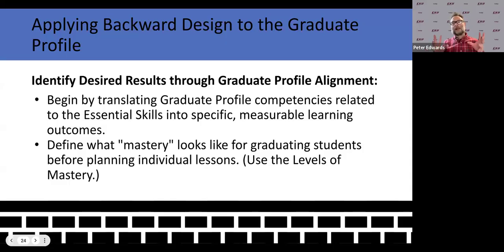You want to think, I have this content, I have these essential skills. What does success from our students look like at the very end? That's really where you want to start when you start building this curriculum, when you start incorporating these essential skills into what you are doing.